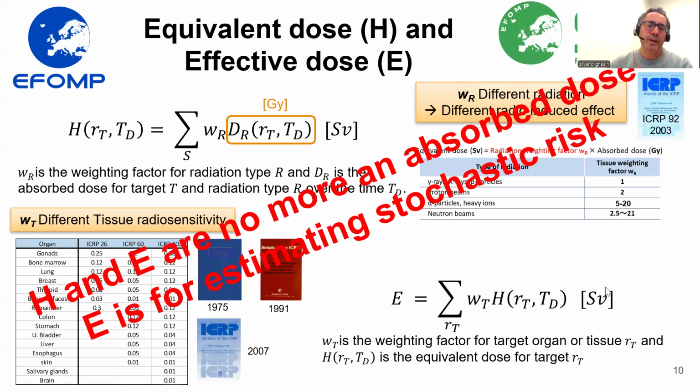And these quantities, H and E, are no longer absorbed dose, but especially the effective dose is used for estimating stochastic risks, so the potential appearance of radio-induced disease with time in a certain reference subject.